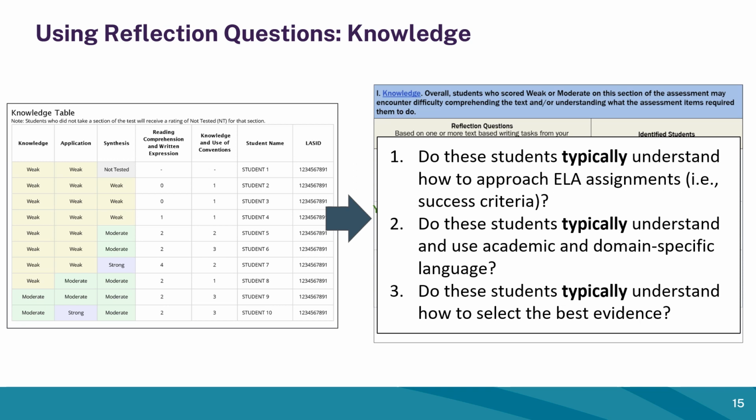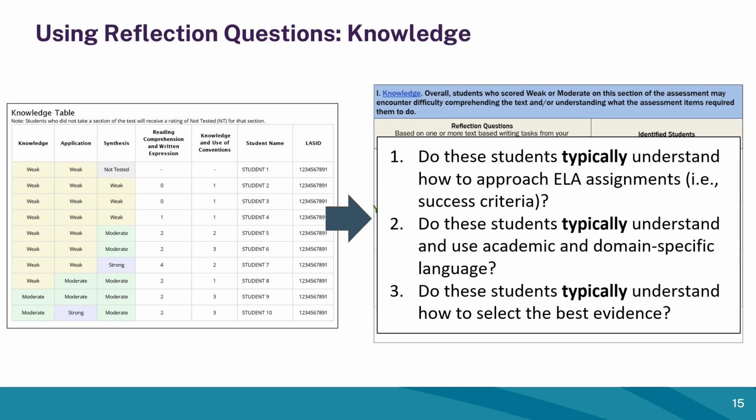So first, think about this group of students and identify which ones don't typically, based on the IAP data and other assessment data, understand how to approach the assignment. You'll write these students' names in the box opposite of question 1. In the next section, you'll get information about strategies you can employ for this subgroup of students.